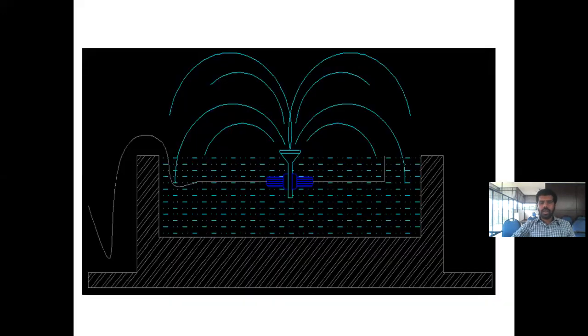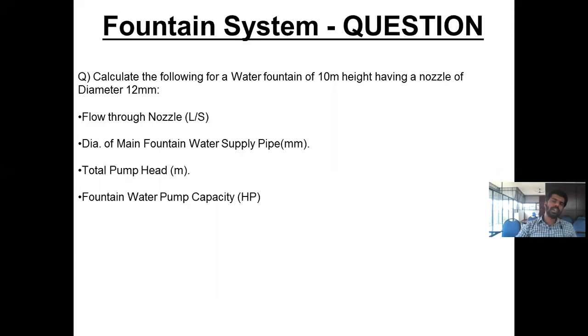Okay. Now we are going to solve a problem. The question is, so you have to listen here carefully. When you understand this question, you will be able to design any fountain that you want. Here it is asked, calculate the following for a water fountain of a 10-meter height. So it is being pumped up to a 10-meter height, having a nozzle of diameter 12 mm.